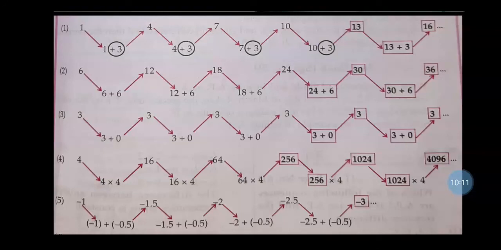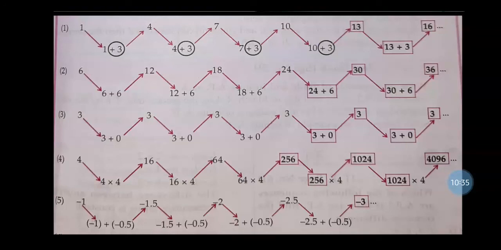Third one, you can see the same numbers, that is 3, 3, 3. If any number is added to 0, we get the number itself, that we have already studied. So here also the same rule applies. We are adding 0 to 3 everywhere. So we are getting 3.